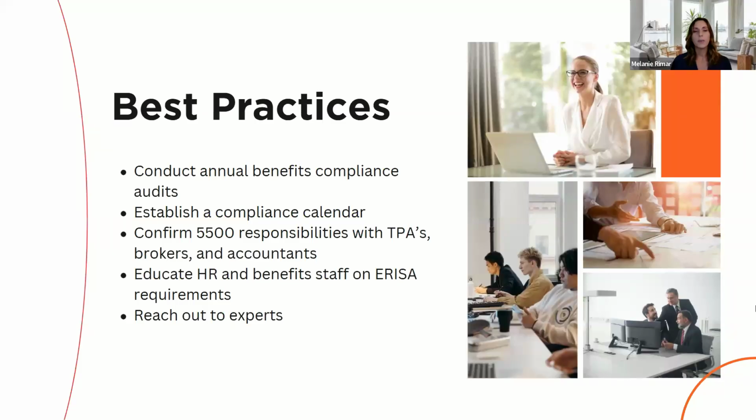All right, so best practices. One of the best things you can do is conduct annual benefits audits. Make sure that you have everything in order and you're staying compliant. Establish that compliance calendar. Confirm who's going to take care of the 5,500. Is it going to be you, your TPA, someone on your team? Make sure your HR and benefits staff is up to date on ERISA requirements. And then, of course, with any questions or help or filing needs, please reach out to an expert like HR service. We'd be more than happy to help you.